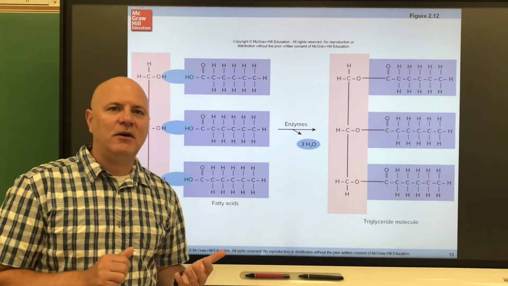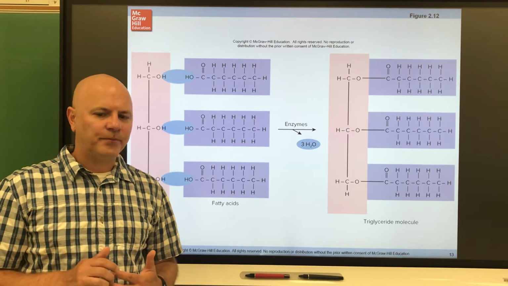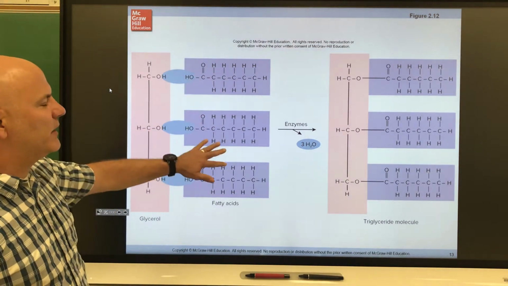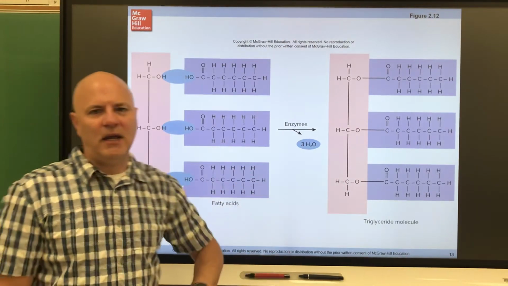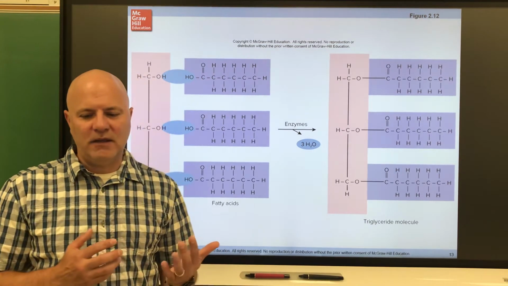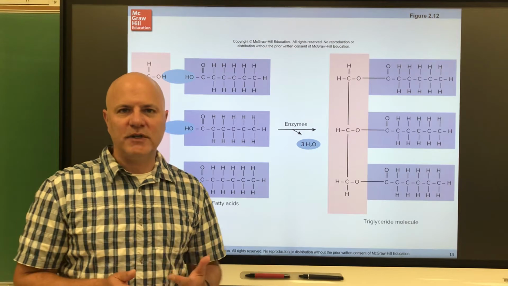Fats are solids at room temperature, and oils are liquids at room temperature. The only difference between a fat and an oil has to do with their fatty acid chains, and I'm not going to get into all that right now. But the thing about fat is it's used by animals for long-term energy storage. And here's the reason why.